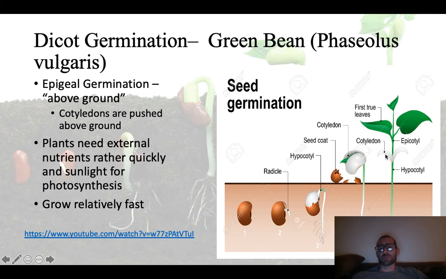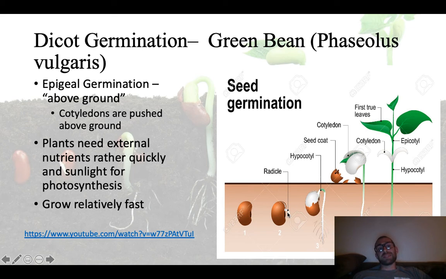Eventually they're going to shrivel up and die, and that is because the first true leaves get produced and they begin taking over the role of photosynthesizing. So with our dicots, a couple of big differences, right? There's no endosperm store. And so because there's no endosperm, there's not a lot of food stored up for the growing embryo.